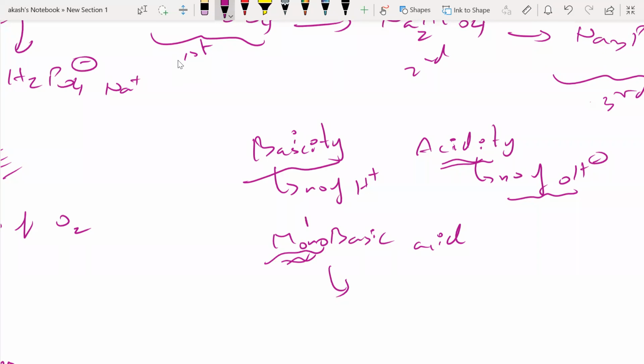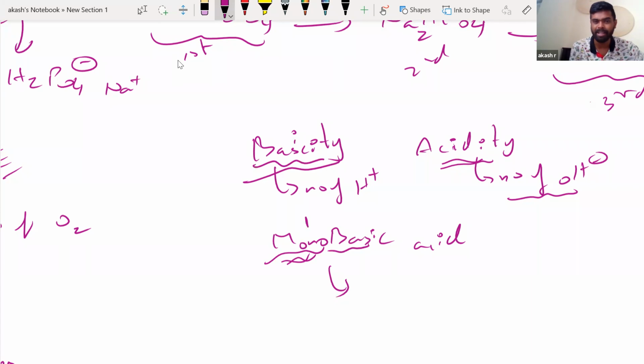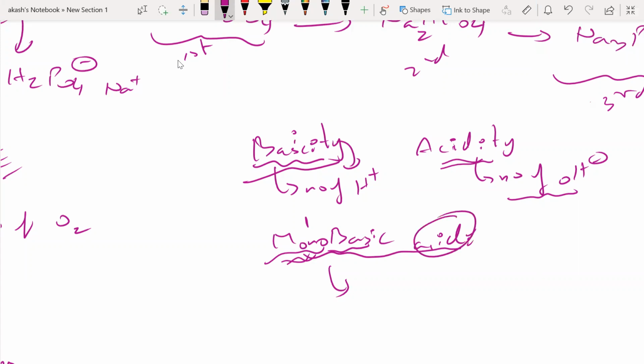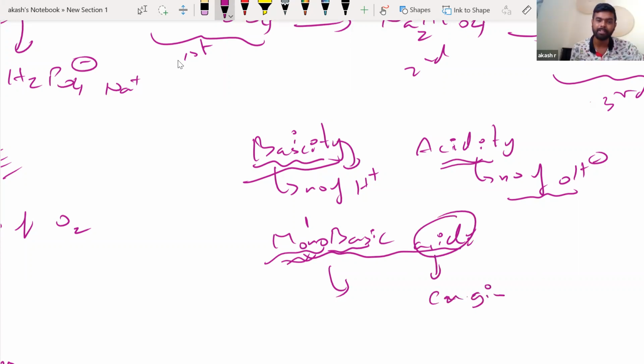One. Very simple, right? Mono means one. Basic means basicity is what they're talking about. Can you tell me what exactly they're talking about here? What does monobasic acid mean? Basicity, I told you, is the number of H plus, right? So monobasic acid means this acid can give only 1 H plus. That is what they are telling. Okay, monobasic means only 1 H plus.